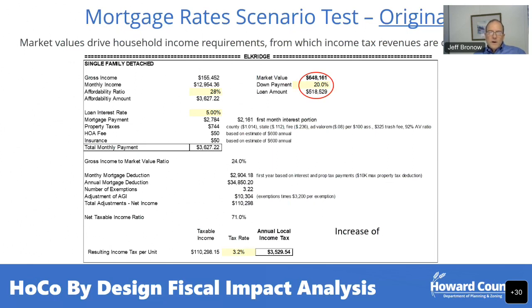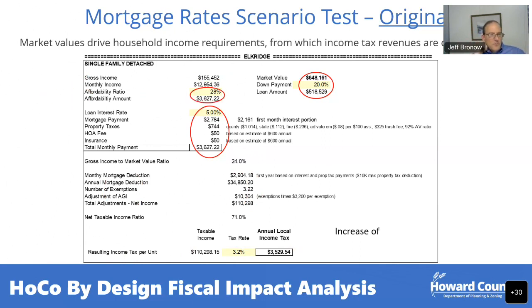In Elkridge, the estimated market value in recent years is about $650,000 for a new home built. Assuming a 20% down payment, you need a loan amount of $518,000. Based on that loan amount, you calculate what the monthly payment needs to be, including mortgage payment, property taxes, HOA fee, and insurance. Then based on that monthly payment, you have an affordability ratio. We had used 28%. Let me kind of, oh, wrong one. Sorry about that. This is the mortgage rate, right? Sorry, I'm jumping ahead. So we use 28%.